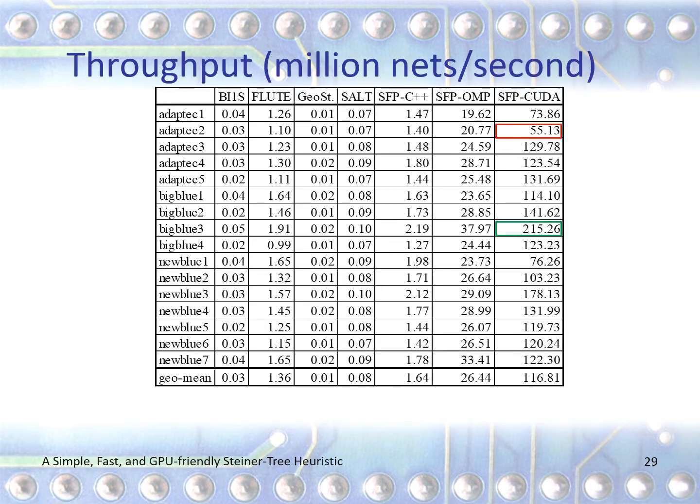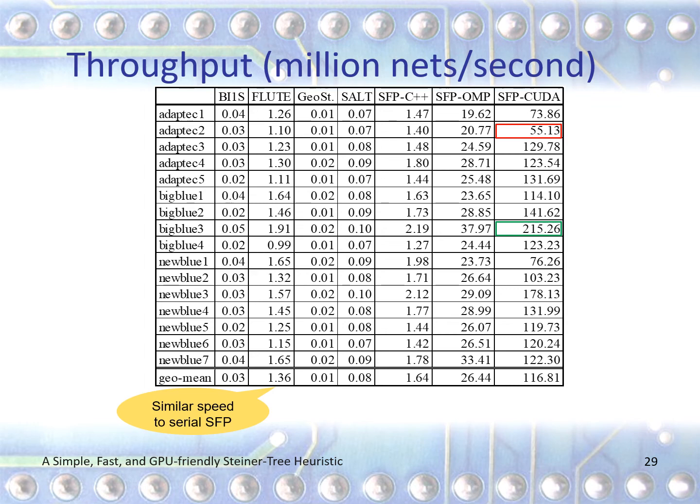These are the throughput results on all the tested codes. Larger is better. On each tested input, our parallel GPU code is the fastest, our parallel CPU code is the second fastest, and our serial CPU code is the third fastest on all inputs with one exception. Flute is a similar speed to serial SFP, but is still a little bit slower.